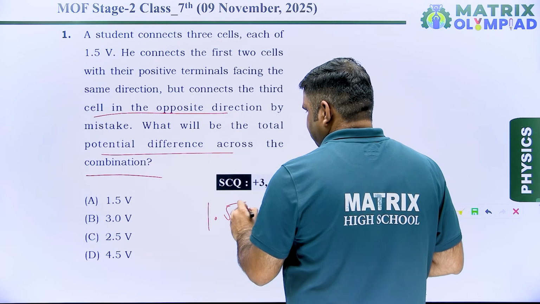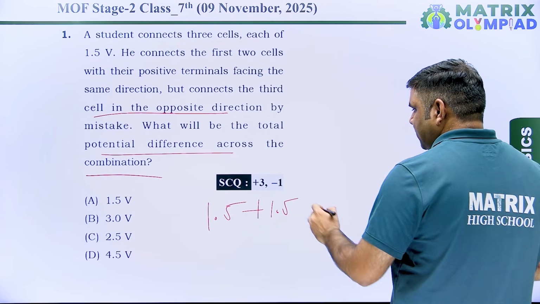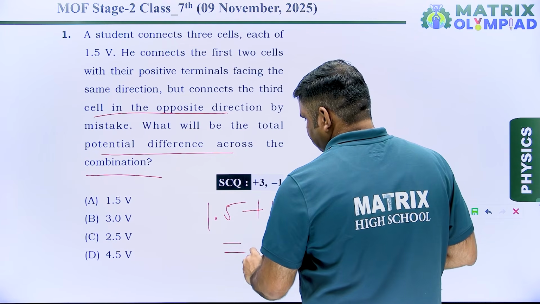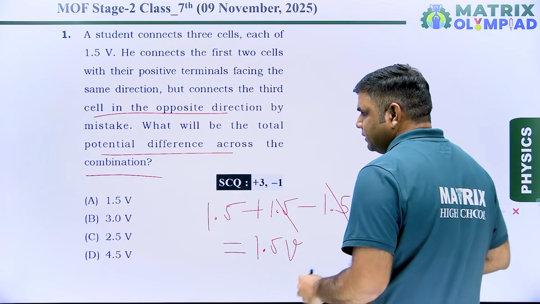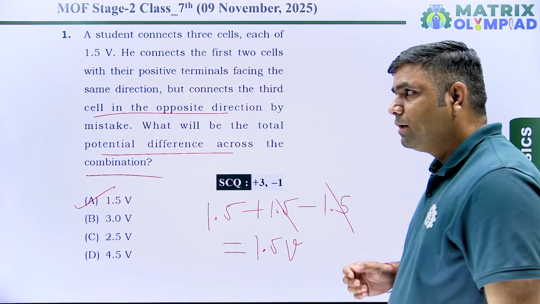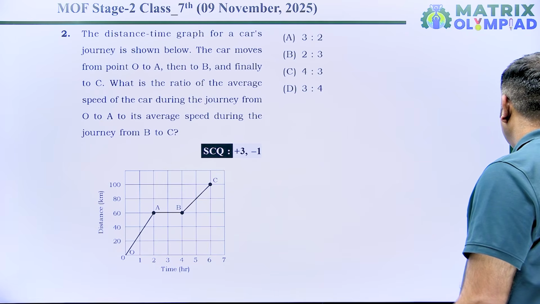So the first 2 cells are in the same direction, so the potential will be added, and the third one is in the opposite direction, so the total potential will be 1.5 volt. So our correct answer will be option A for question number first. Let's move to the next question, that is question number 2.